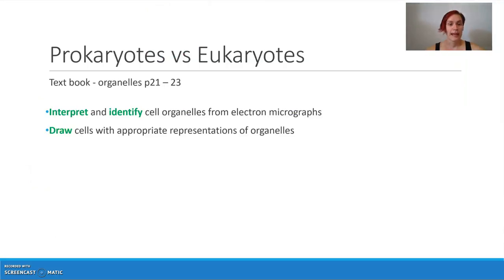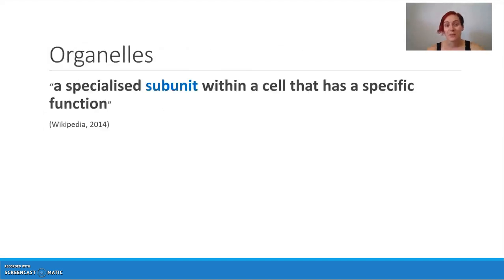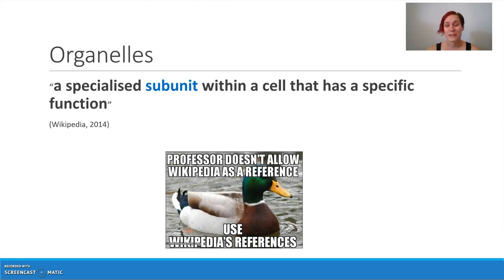So prokaryotic and eukaryotic cells is what we're aiming to do, and what we are looking to do at the end of this is interpret and identify cell organelles from electron micrographs and draw those cells. But we have to be able to know what those organelles are first before we can identify them. Okay, an organelle is a specialized subunit within a cell that has a specific function.